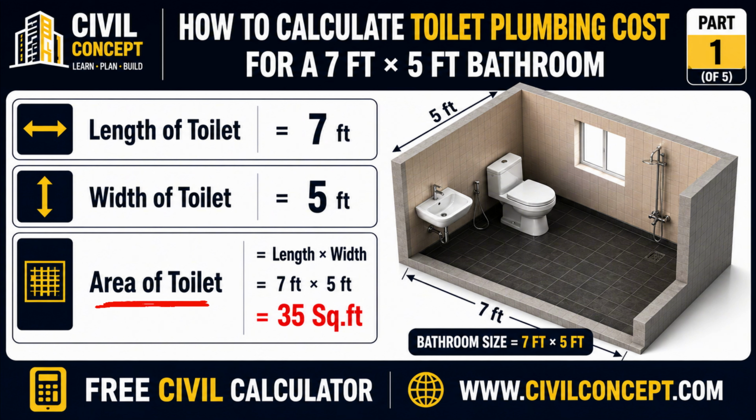Calculate toilet area. First, let's calculate the bathroom area. The length of the toilet is 7 feet and the width is 5 feet. The formula for area is area equals length times width. So, area equals 7 times 5 equals 35 square feet. Therefore, the total bathroom area is 35 square feet.